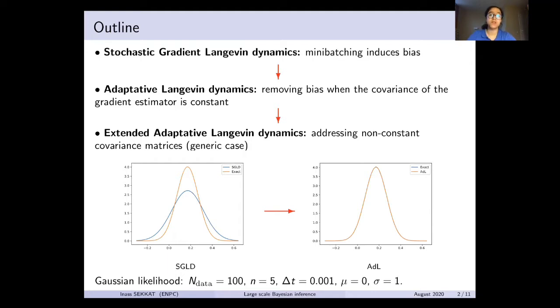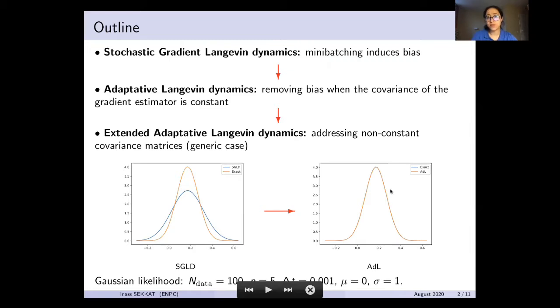of the gradient estimator is constant. For example, in the figure below, we considered Gaussian likelihoods and we sampled from the posterior distribution of the mean. We can see that when using SGLD with mini-batching, we get bias on the posterior distribution, whereas the adaptive Langevin dynamics allows us to correct for the noise due to mini-batching.